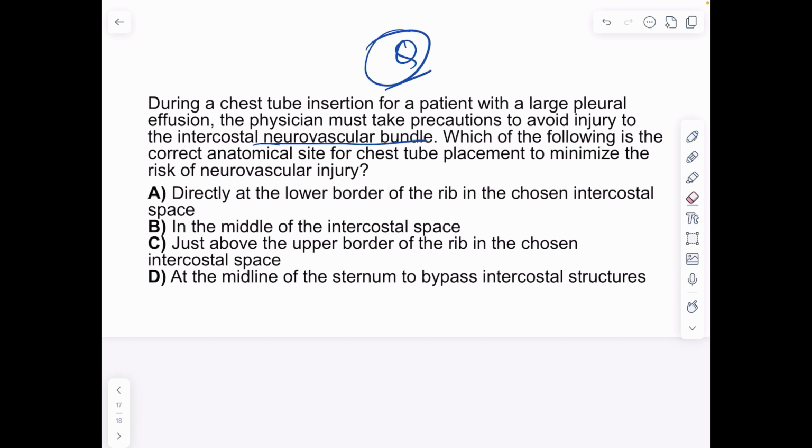Another very important practical question for you is related to the neurovascular bundle in the intercostal region. During chest tube insertion for a patient with a large pleural effusion, the physician must take precautions to avoid injury to the intercostal neurovascular bundle. Which of the following is the correct anatomical site for chest tube placement in order to minimize the risk of neurovascular injury? And here there are four options provided.